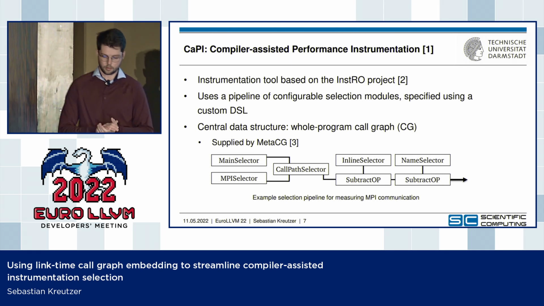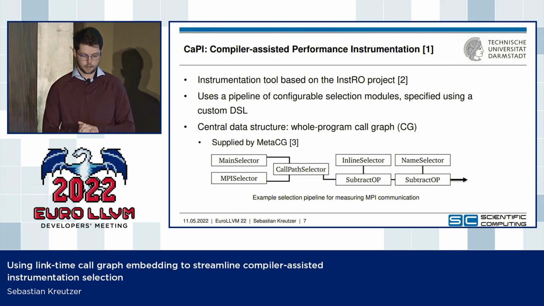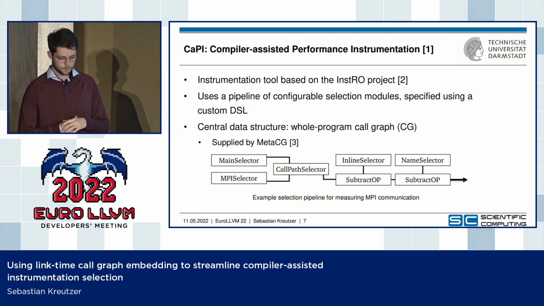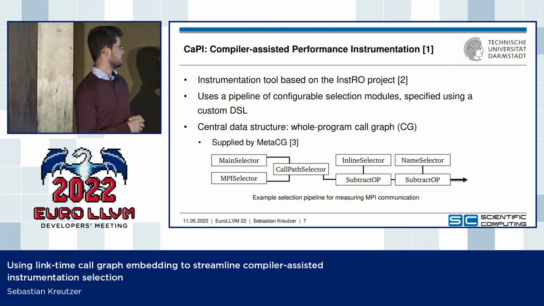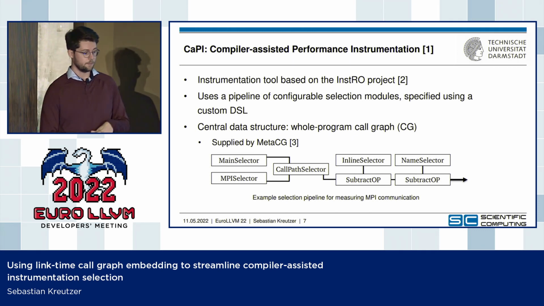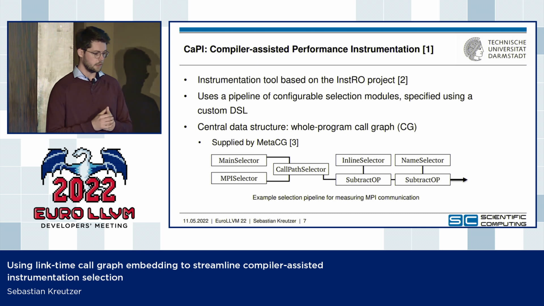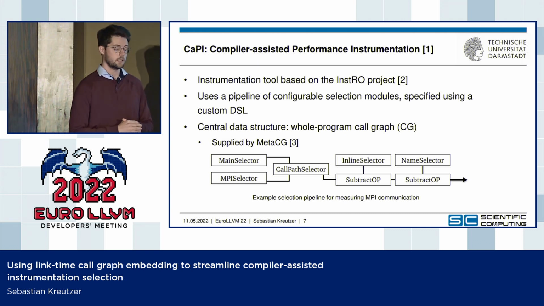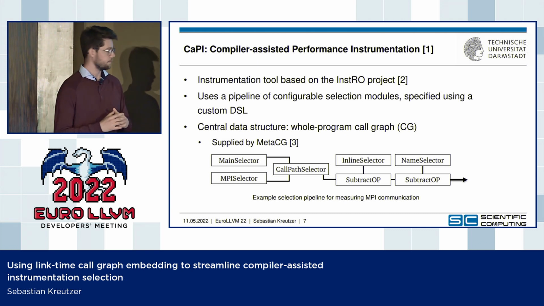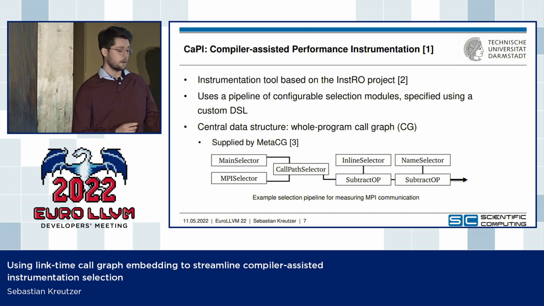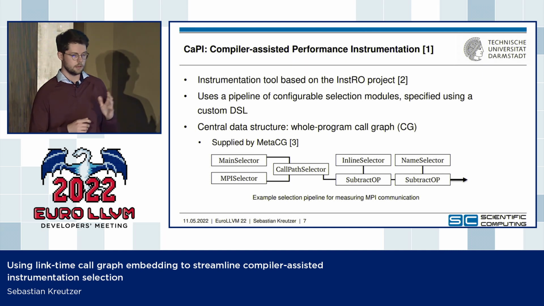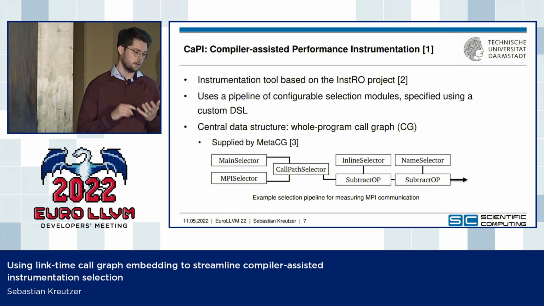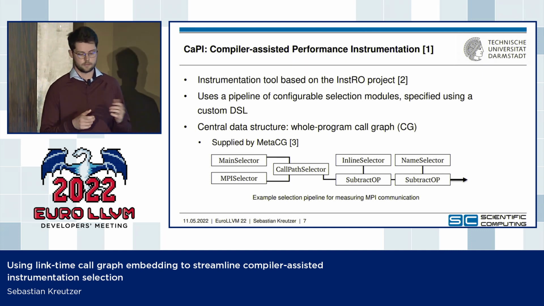To give an example how CaPI works, here's an example selection pipeline for measuring MPI communication. On the left here, there's a main selector and an MPI selector. The main selector just selects the main function, the entry point, and the MPI selector selects all MPI function calls. And then the call path selector finds all paths between the main function and each MPI call and selects all of these paths.